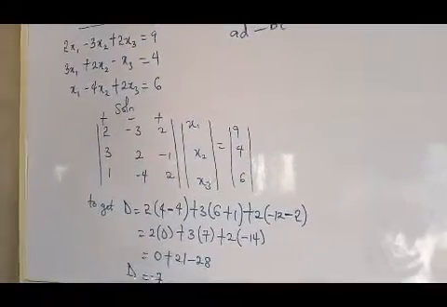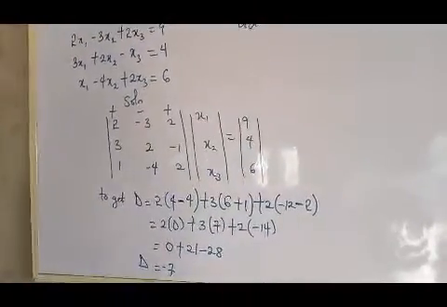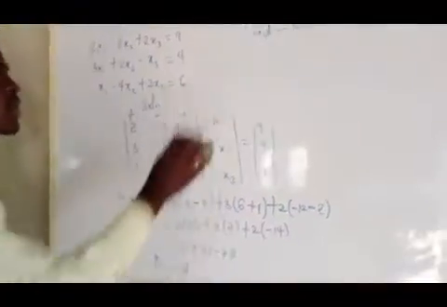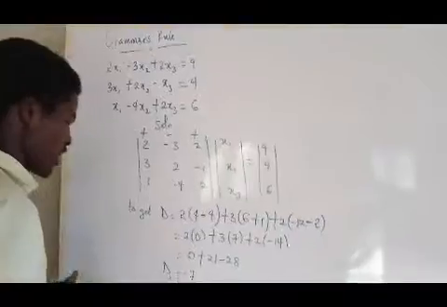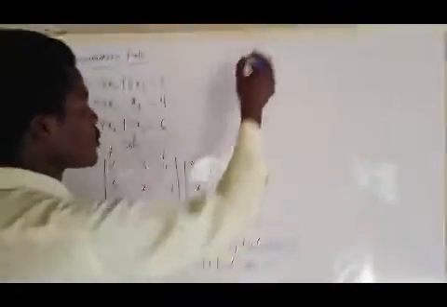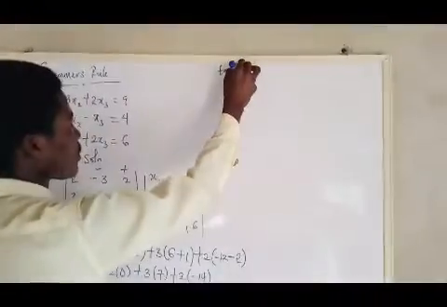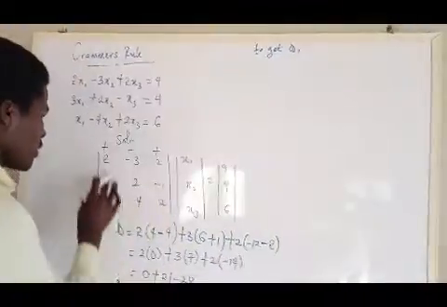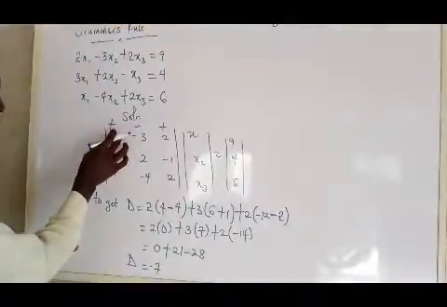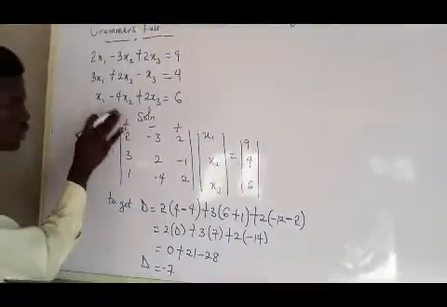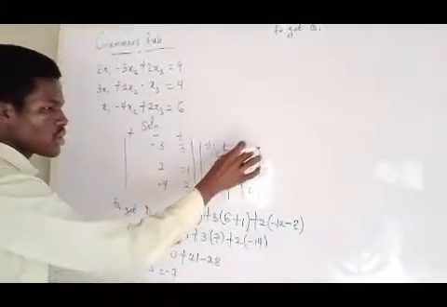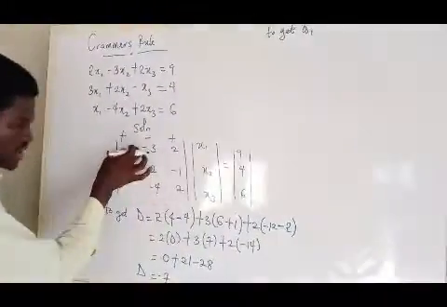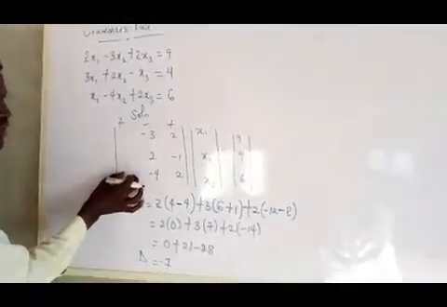So for you to get the other one, it is very simple. All you need to do is, for you to get your D1, what you do is you come to this place and you remove everything here, and put what you have here into this equation. Do you get what I'm saying?